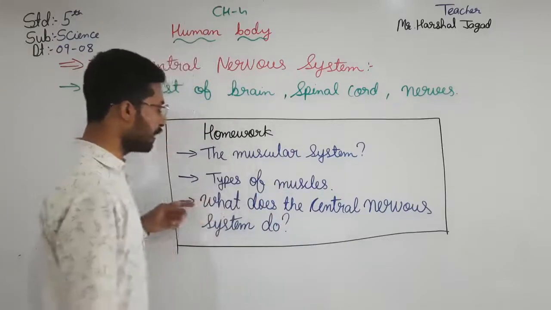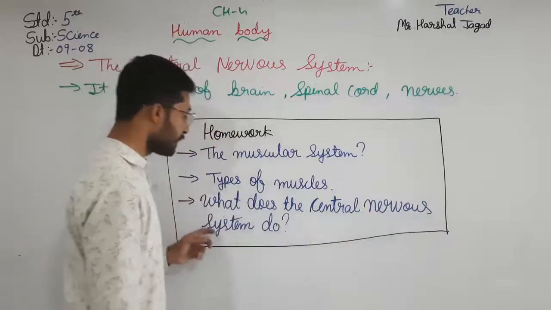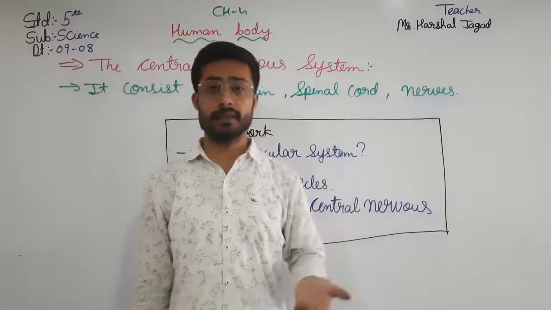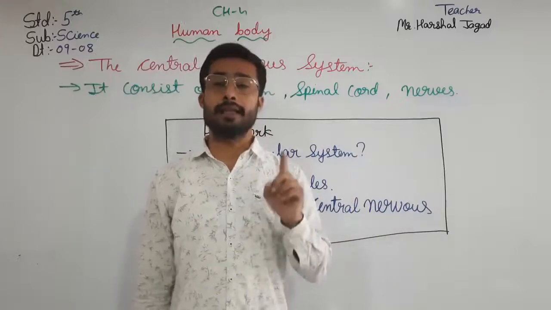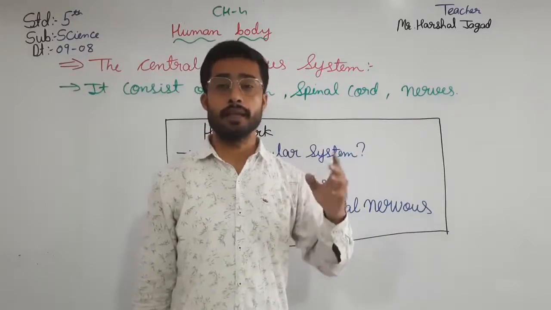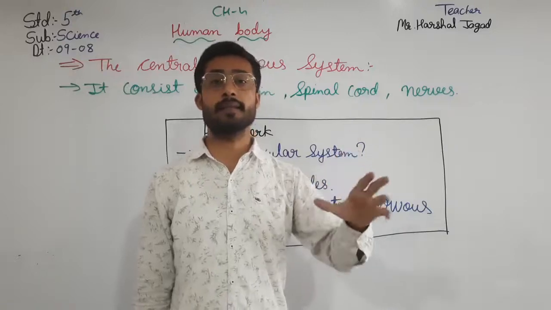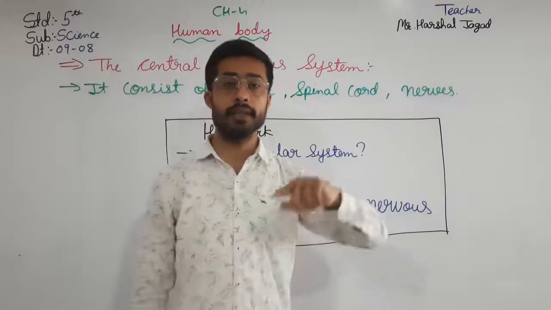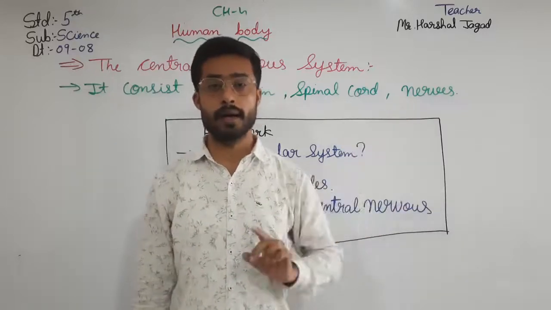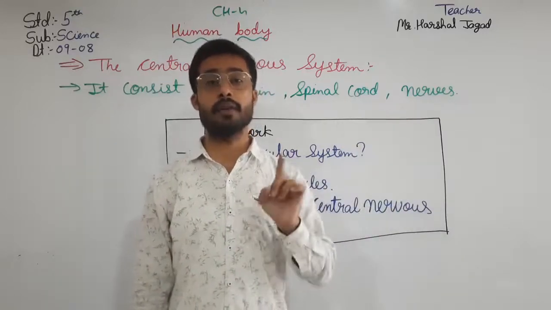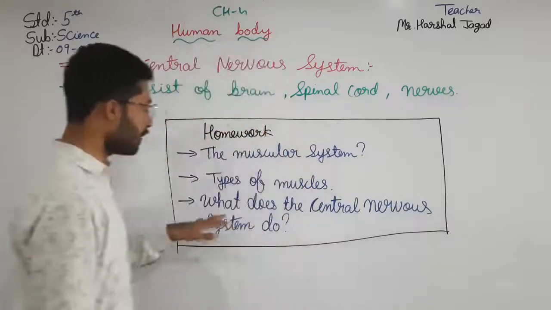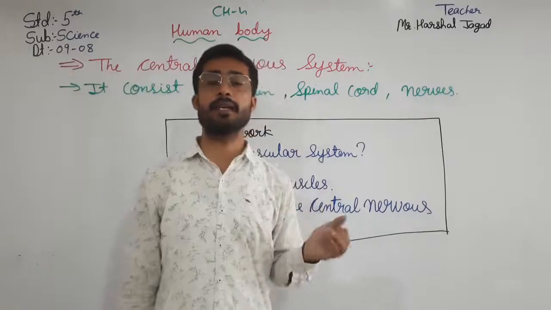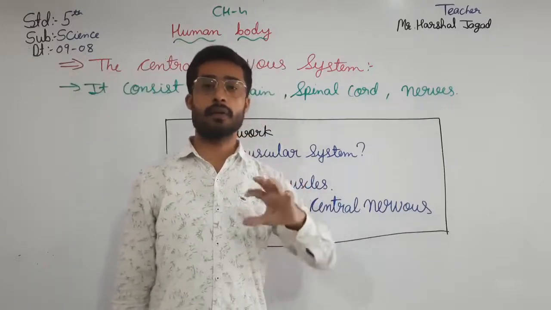Then thirdly, what does the central nervous system do? I am saying the answer only. The central nervous system passes the message from the body part to the brain, and from the brain to that body part. This is the work of the central nervous system. You have to write that from the book, where it is written in sentences. I have just said the gist of it.